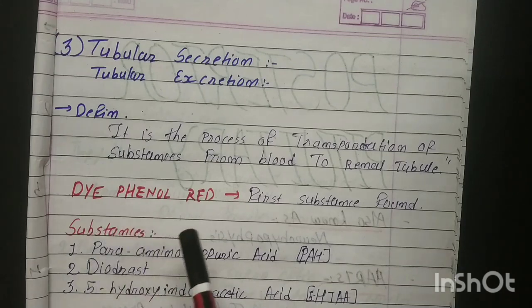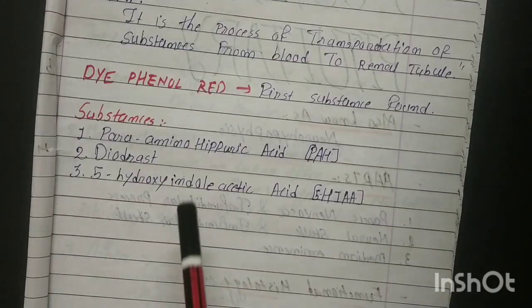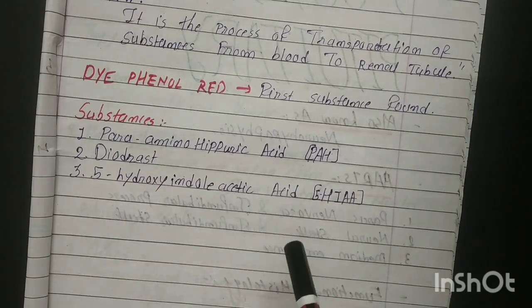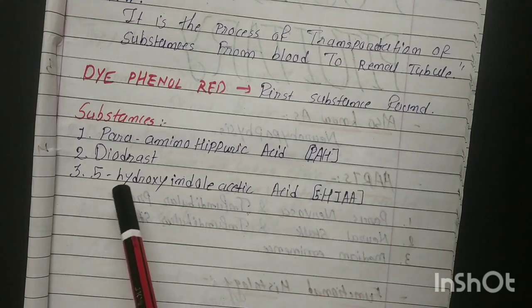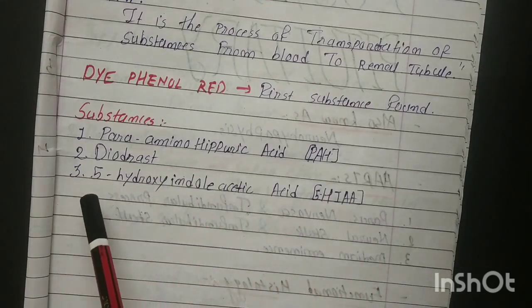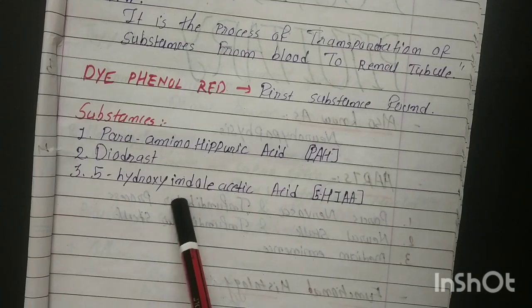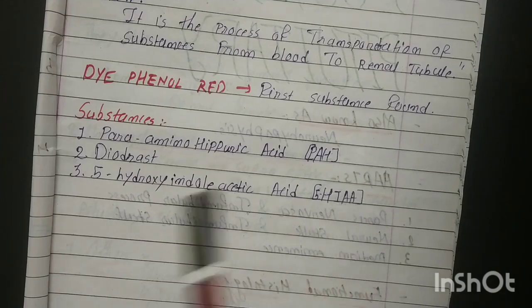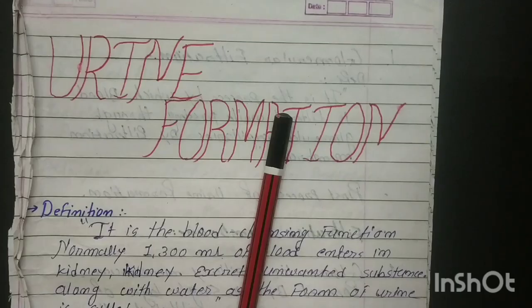Okay, so diphenol red is the first substance found to be secreted in the renal tubule. Such substances are listed here that are secreted by the renal tubule, meaning they are added into the urine. The first one is para-aminohippuric acid, PAH. Second one is diodrast, and third one is 5-hydroxyindoleacetic acid, which is 5-HIAA. This is all about urine formation.